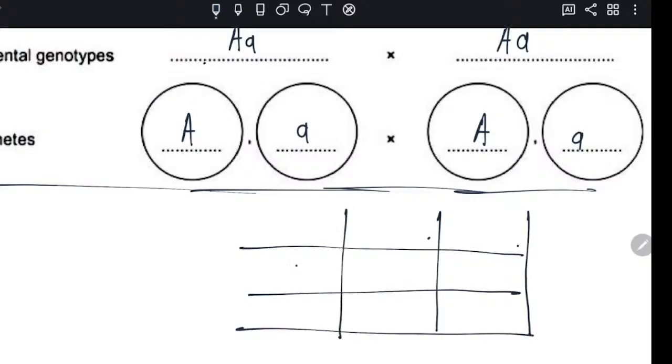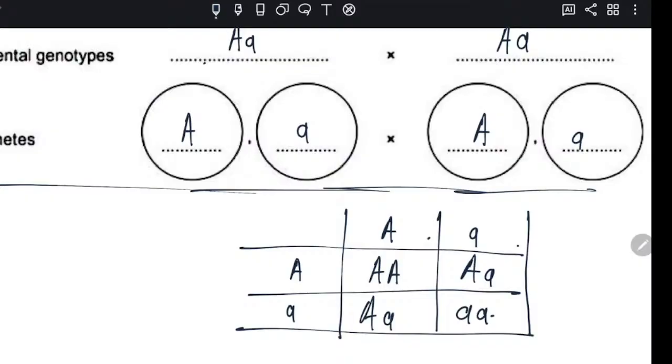Now we'll say big A, small a crosses with big A, small a. We cross big A, it will be big A, big A. Then this big A meets this small a, it will be big A, small a. Then this big A meets this small a, it will be big A, small a. Then this small a meets this small a, it will be small a, small a. That is why we say the ratio is 3:1.